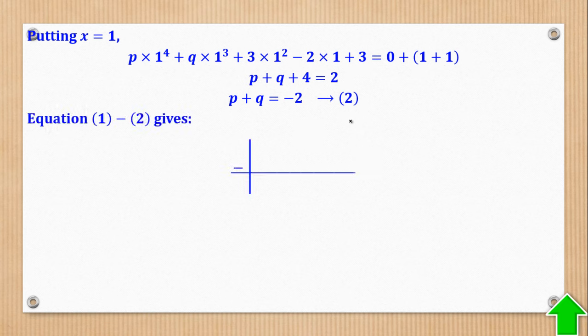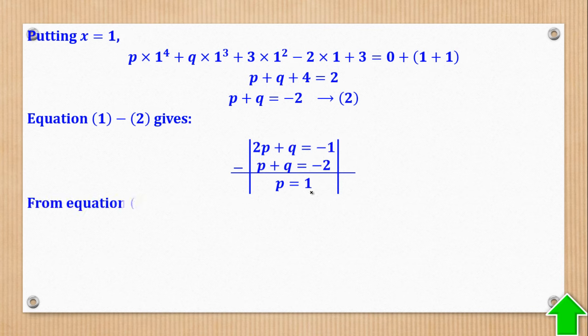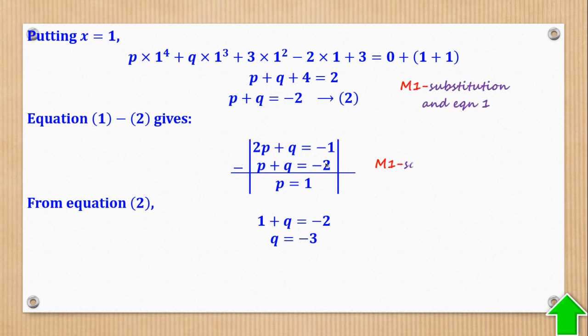So when I subtract the 2, I'll come up with this. So this minus this is p. This goes away. This minus this is 1. So I've got the value of p. I can use equation 2 to get the value of q. So substitute where there is p and get the value of q. And I think that's what they wanted. And that's how the marks would be awarded.